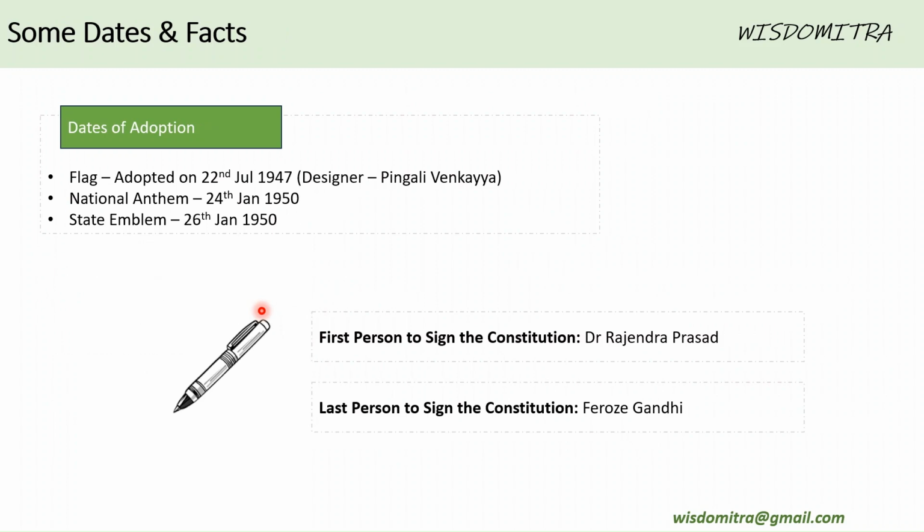A few dates, facts related to Constituent Assembly. So the flag was adopted on 26 July 1947. Its designer was Pingali Venkaiah. The national anthem was adopted on 24th January 1950. State emblem was adopted on 26 January 1950.